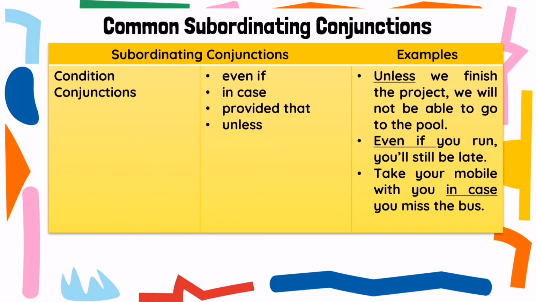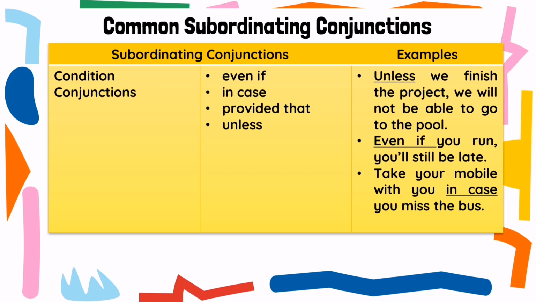Moving on, we have condition conjunctions. The first one is "even if." It is used for emphasizing that although something may happen or may be true, another situation remains the same. Next, "in case." In order to be prepared for something that may happen. Next, "provided that." It means if or only if.